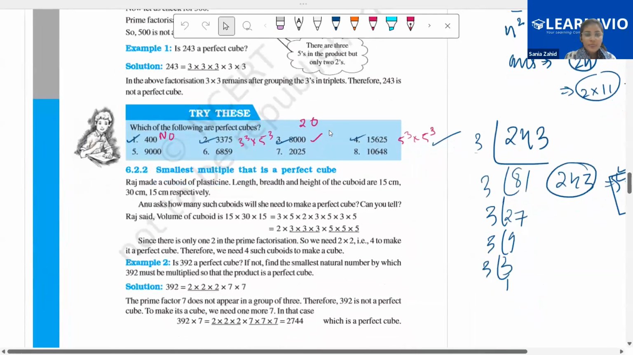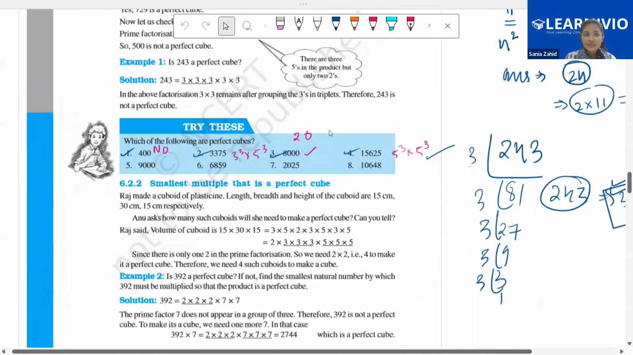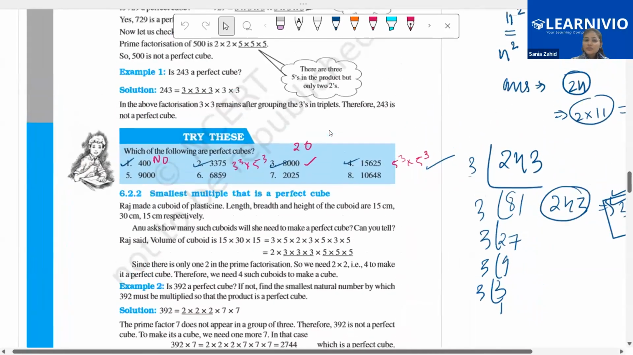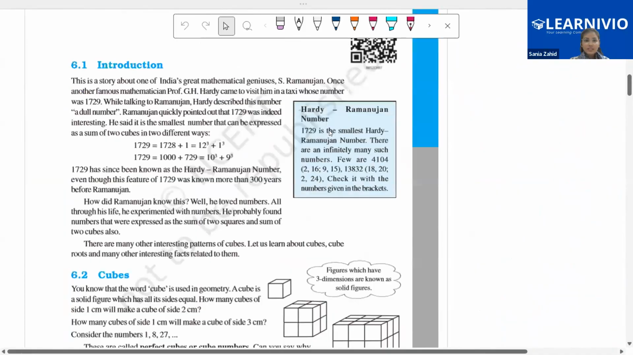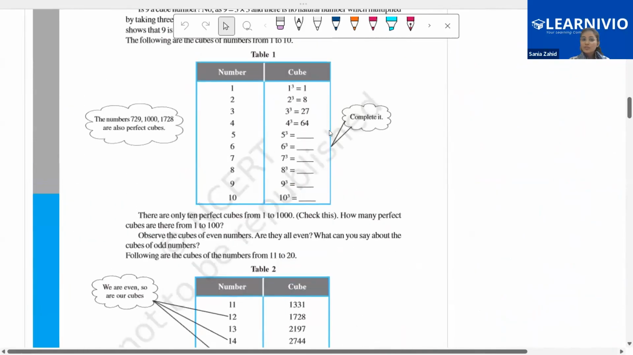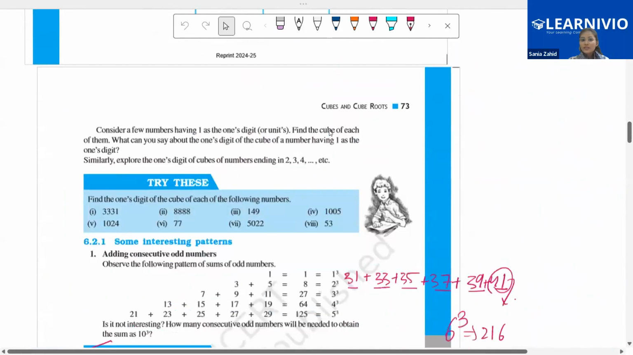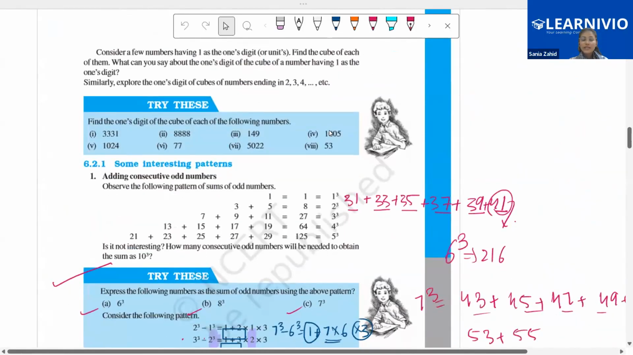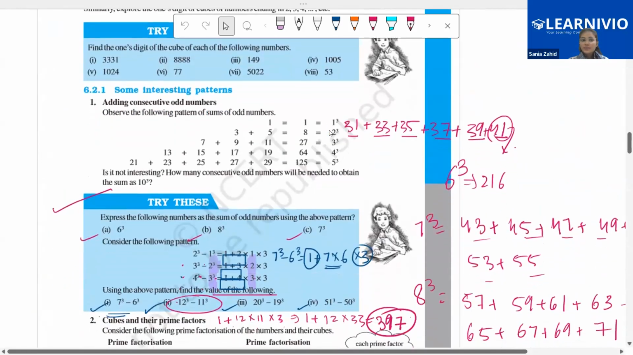Okay, fine. So, children, in the last class, we started with this lesson, cubes and cube roots. So we'll just quickly recap whatever we have studied. I told you the meaning of cubes is when the power is 3. That means multiplying a number with itself 3 times. Then we studied how to calculate the ones digit of the cube. It's a similar way as we used to do in squares and square roots. Then we studied some interesting patterns.